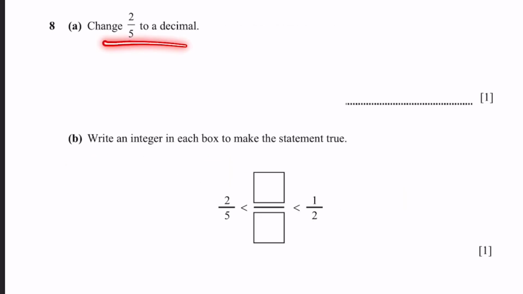That's the answer. Question 8. A. Change 2 by 5 to a decimal. That's simply 4 by 10, which is equal to 0.4. That's the answer.